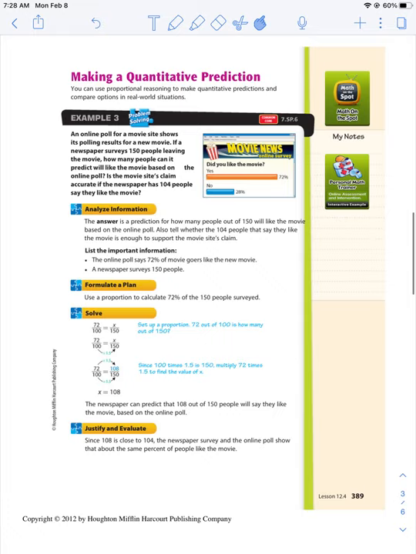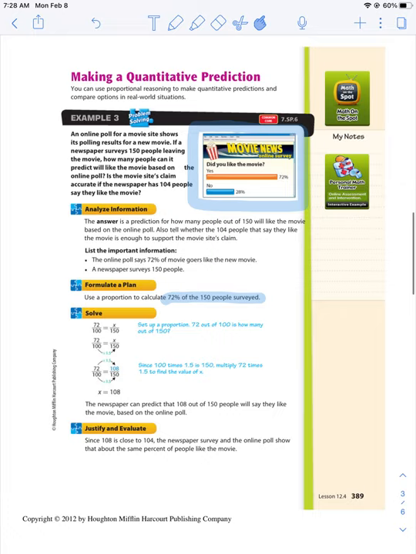All right, so some important side facts here. This looks like it is the online movie poll, and 72% of people said they liked the movie. So the newspaper, totally different poll, surveys 150 people. We want to know how many people will like the movie. According to our online poll, 72% should like the movie. So to predict how many people will like the movie, we're going to find 72% of 150 people. So we could set up a proportion.